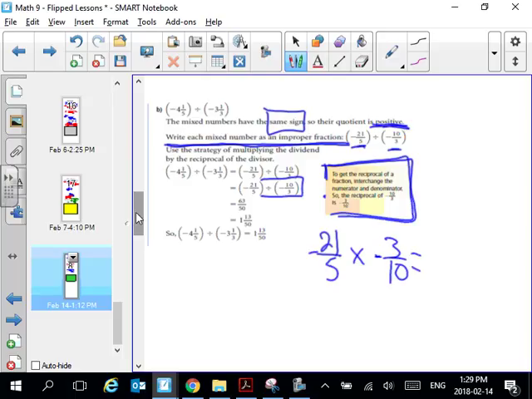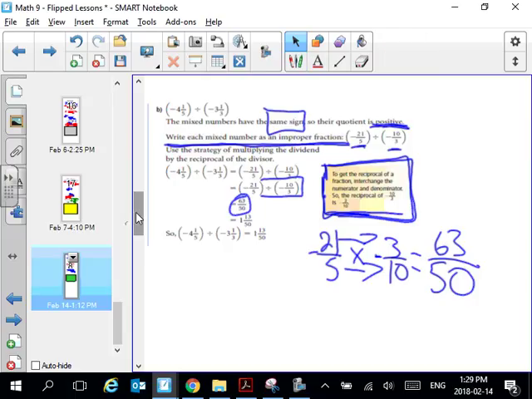We already know how to deal with this. This is pretty straightforward. We learned it last time. We're going to multiply both our numbers straight across. So I get 21 times 3 is 63. 5 times 10 is 50. And that's where 63/50 comes from. I actually misread this question when I was looking through the textbook before this lesson here. So this is the second method.